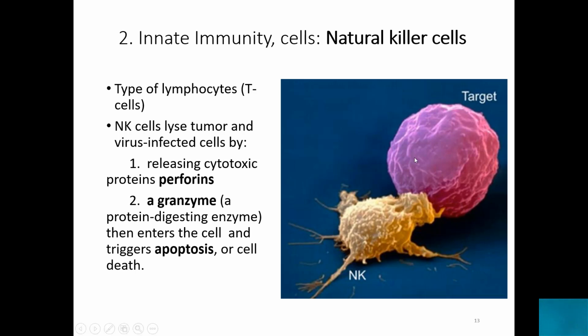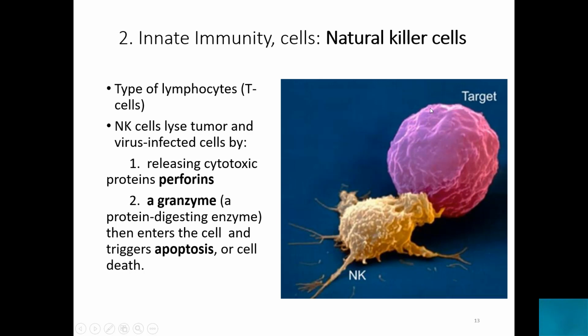Next type of cells we are going to talk about would be natural killer cells. Here it is, NK cells. Those are T lymphocytes. And those T lymphocytes, natural killer cells, they can kill tumor, cancer cells, and cells infected by viruses. How do they do it?